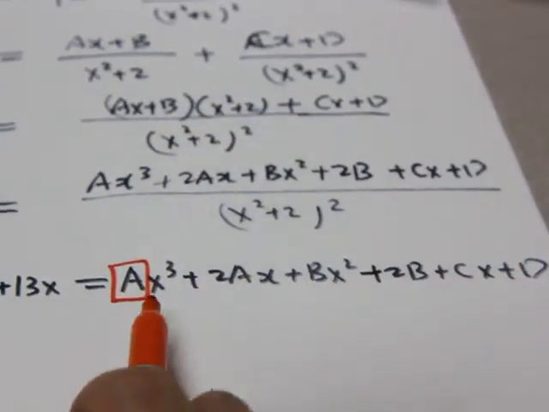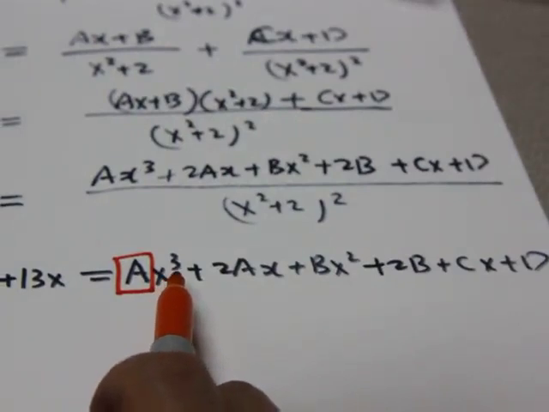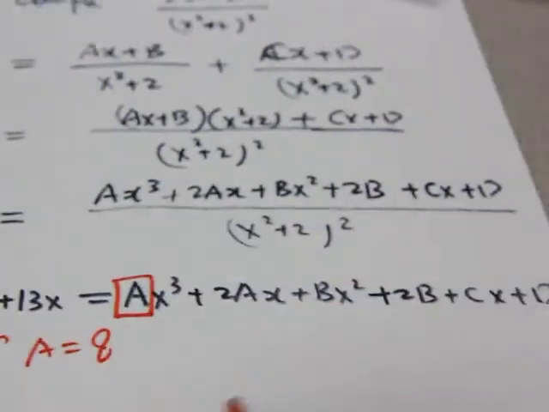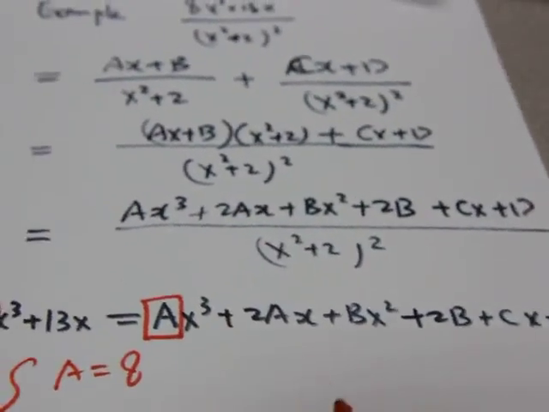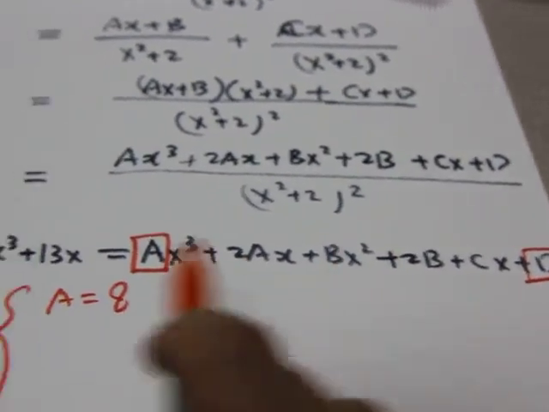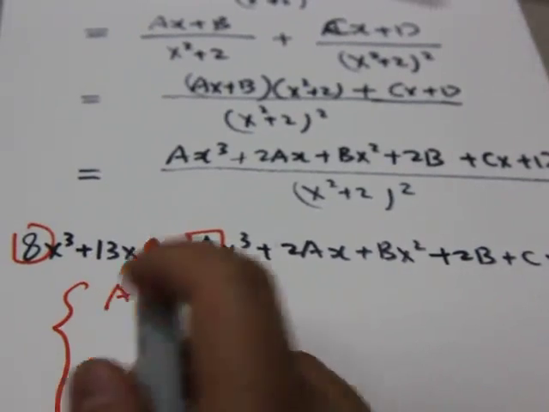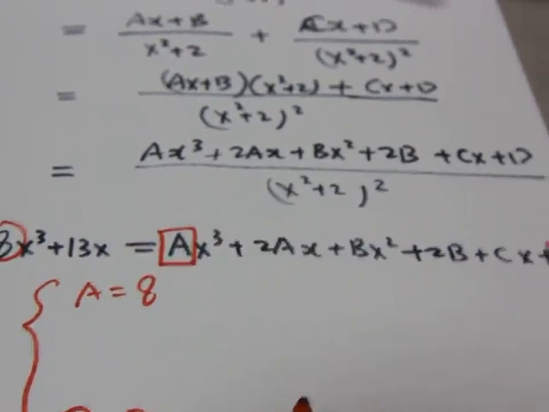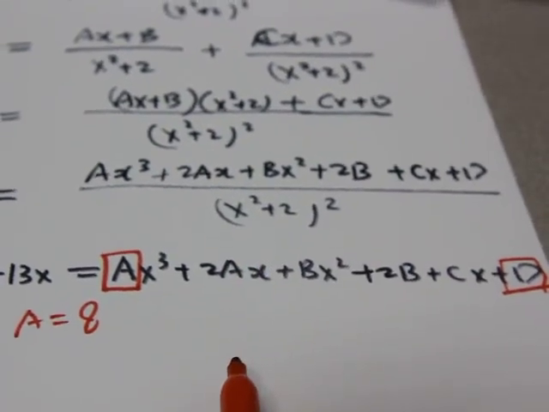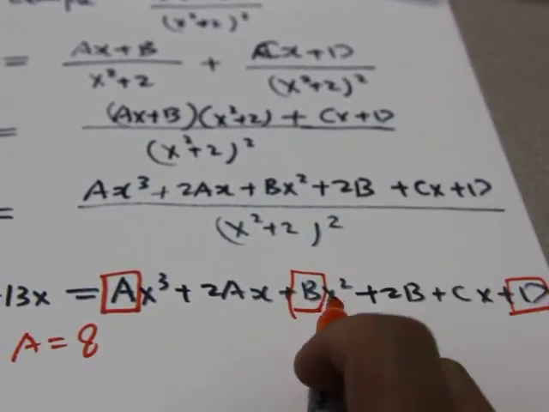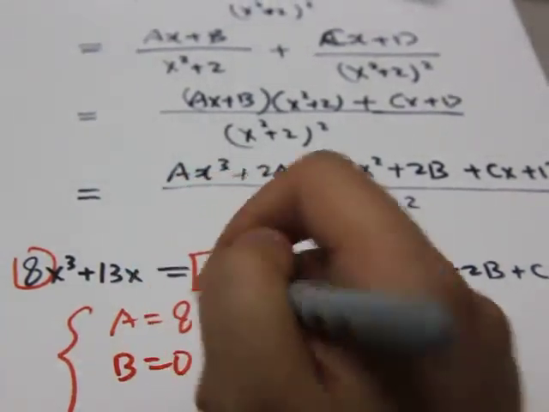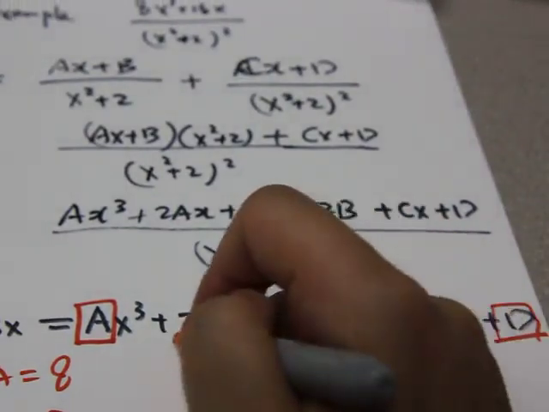Because a is the only coefficient of x cubed, that means a must be equal to 8. And d is the only constant on the right hand side, and the constant on the left hand side is 0, so d equals 0. Next, we can determine b. Because b is the coefficient of x squared, but over here we don't have x squared, so b is 0.